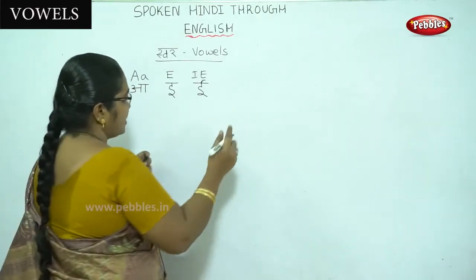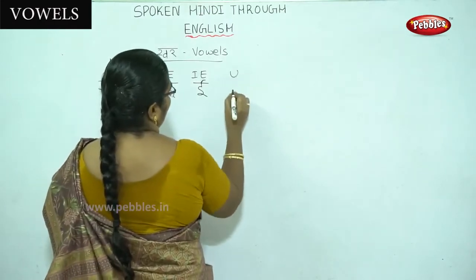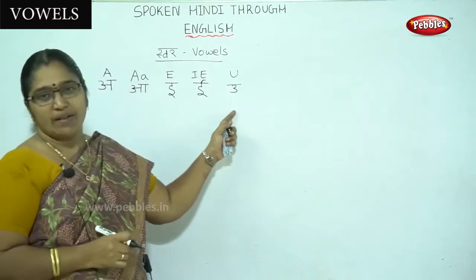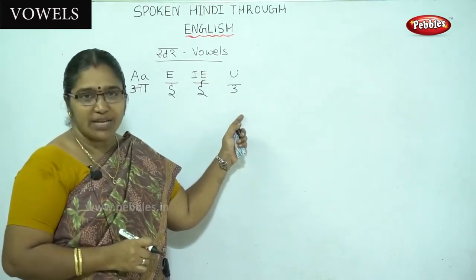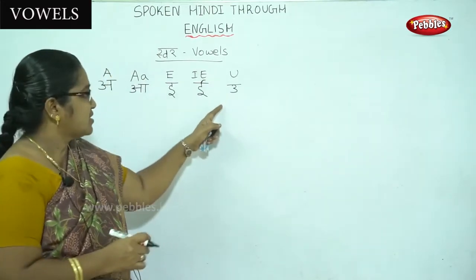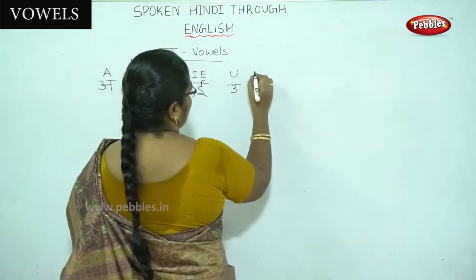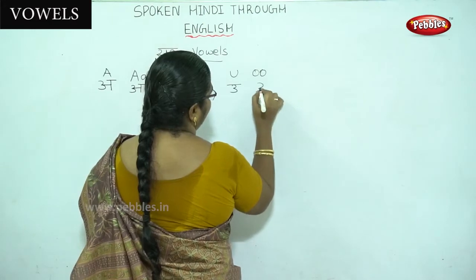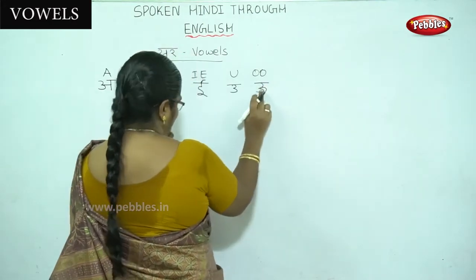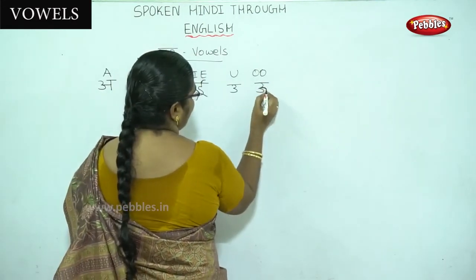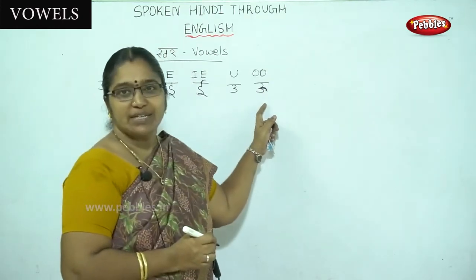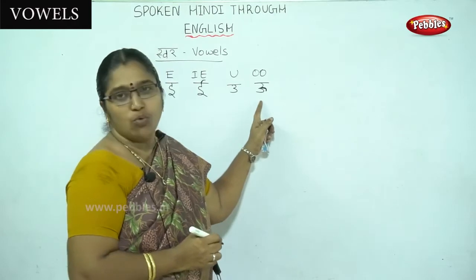The next one is U. That is simply like a 3. The next one is U. We have to write a 3, then in between this we have to put a curve, and that is called U.